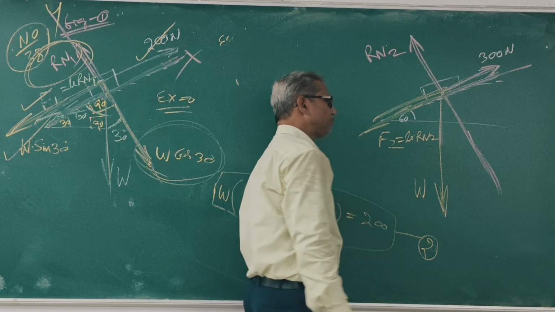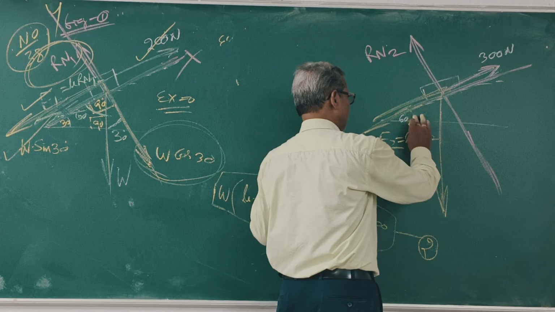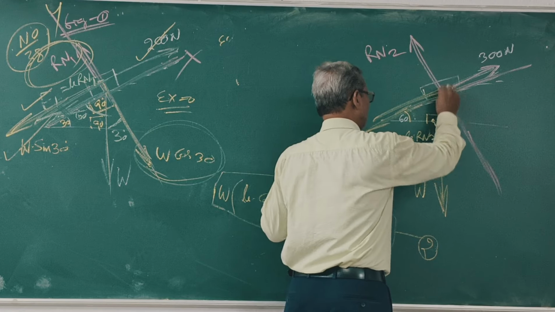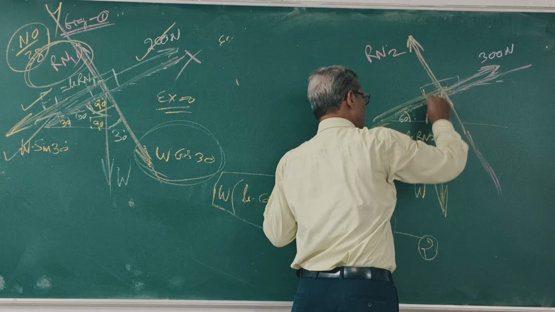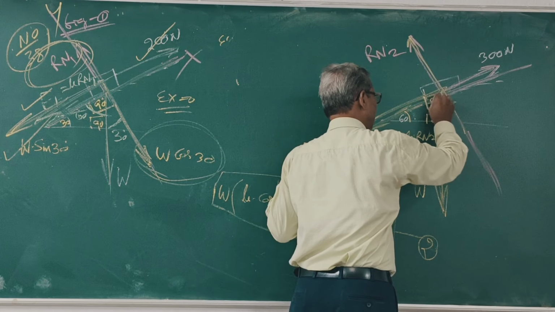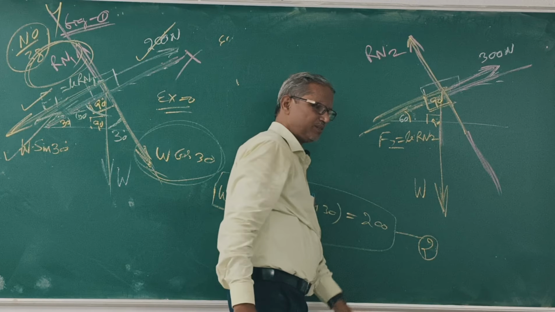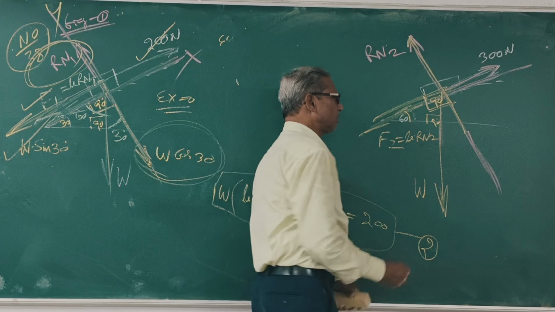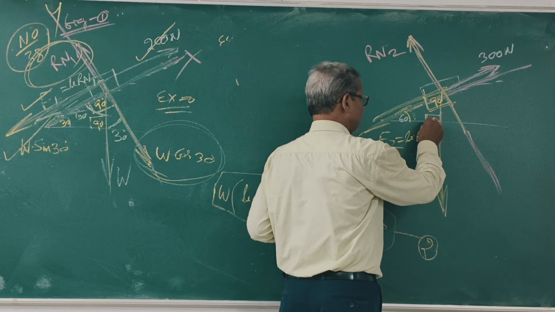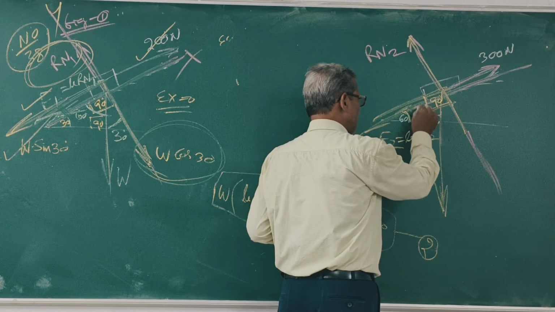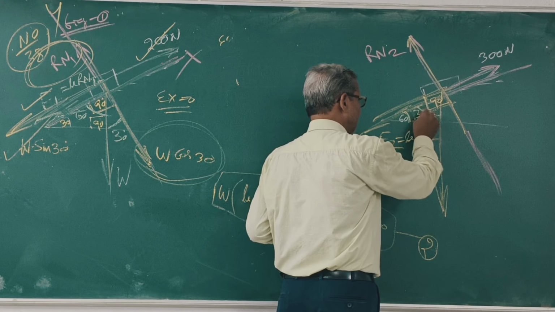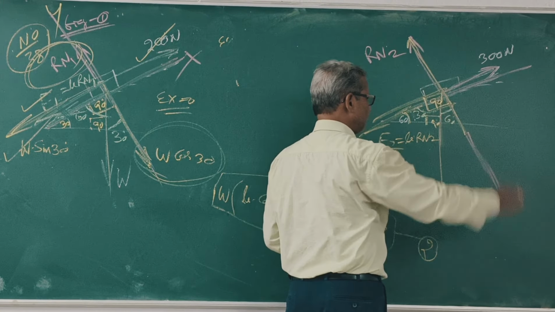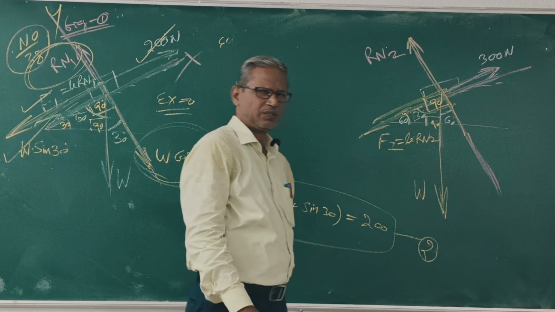Now, this angle is 60 degree. This is 90 degree. This is the normal axis Rn2. For this angle 90, this angle 90 degree. So this is 90 degree, this is 60. For this angle 30. So this is 60. Clear?